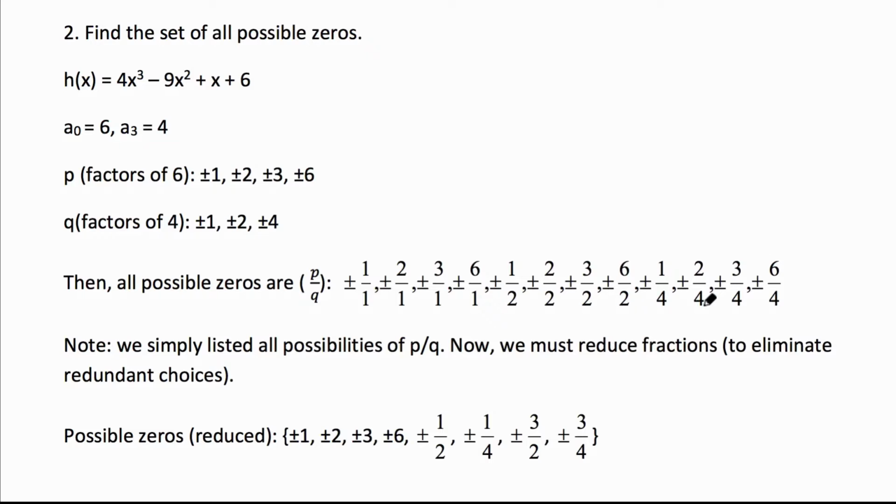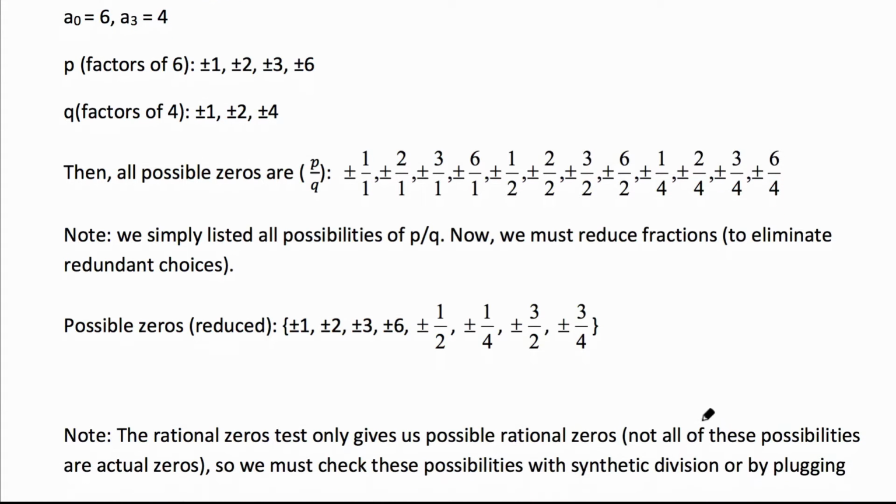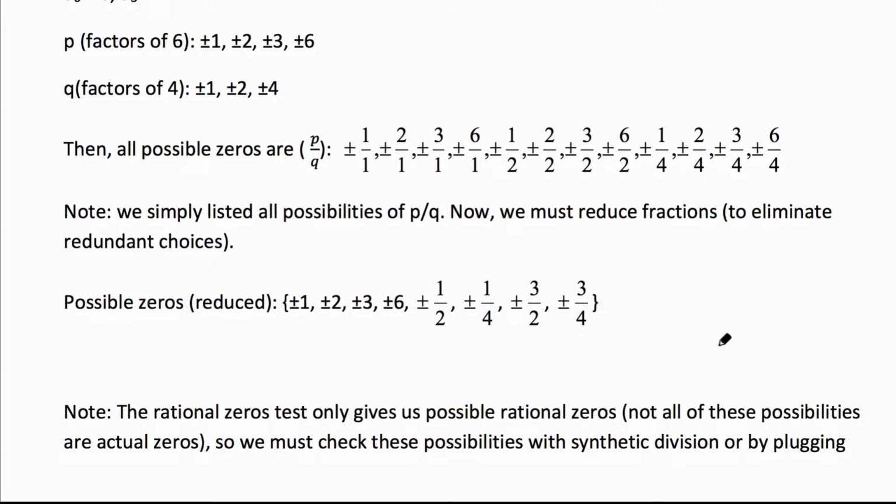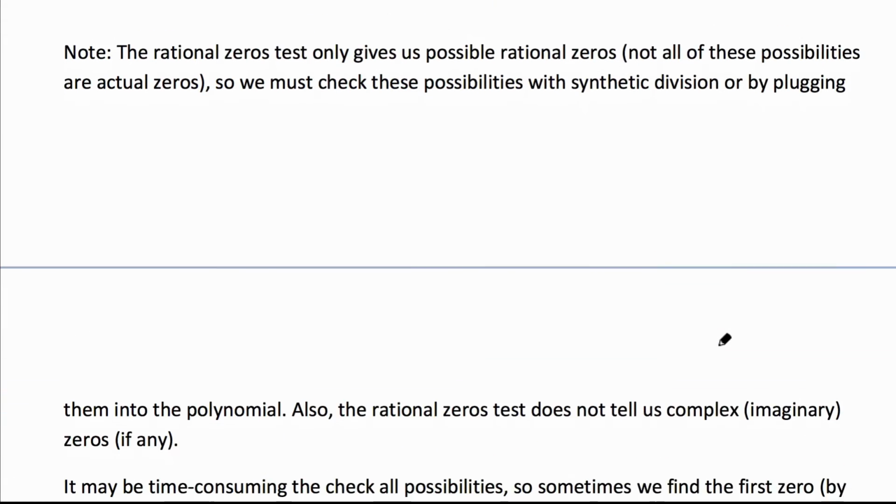Then we have 1 over 4. 2 over 4 becomes 1/2, which we already have. 3 over 4 stays. And 6 over 4 becomes 3/2, which we already have. Again, it does not matter in which order you write them as long as you get all of them. And that's how you can reduce them. Basically, if you see the even ones, the ones that reduce, you can get rid of them. As you get faster at this, you'll see it right away. You don't even have to write the long version, but that's a good way to get started.